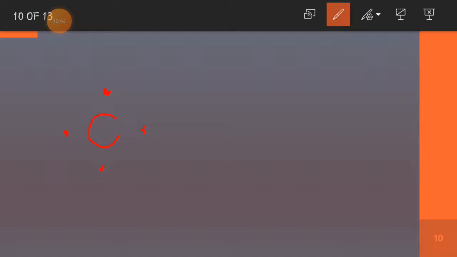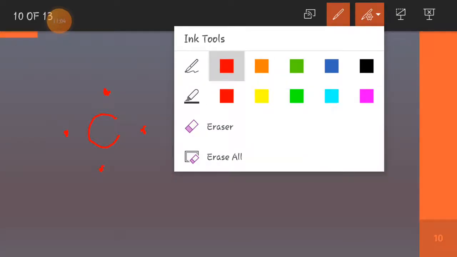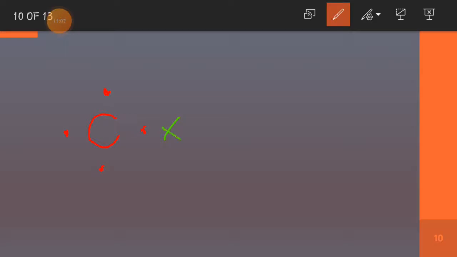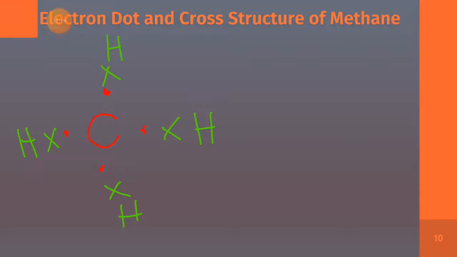Methane is a hydrocarbon, so the other element would be a hydrogen atom. Now in a hydrogen atom only one electron is present in its outermost shell. We will be representing the valence electron of hydrogen atom with the cross. So let me change the color. Now I am just arranging hydrogen atoms around the carbon atom. So this is how the electron dot and cross structure for methane is drawn.